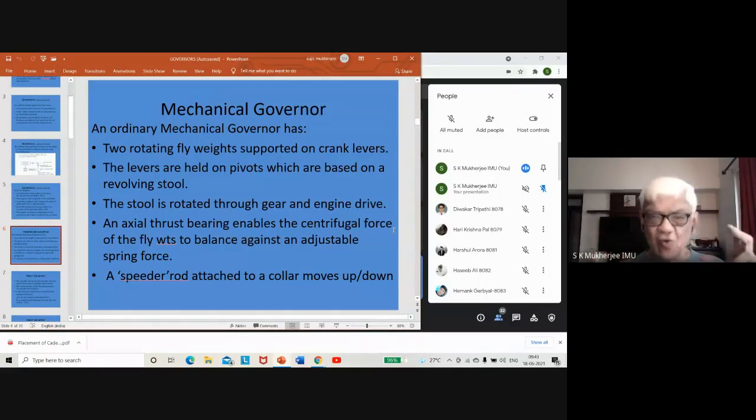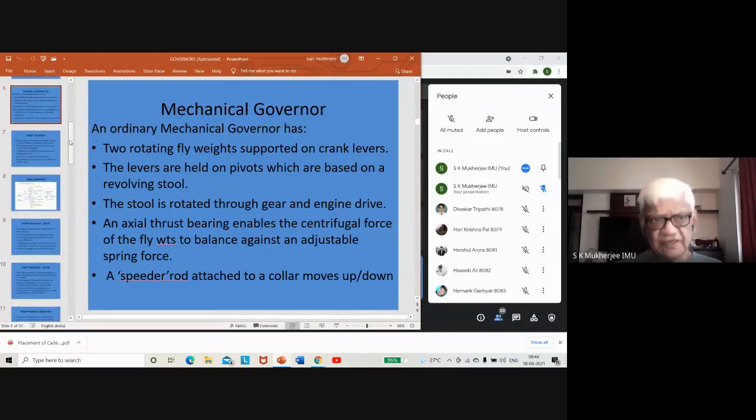So depending on what is the equilibrium position between the spring force and the centrifugal force, this fuel lever will have a certain position, and that position will determine the quantity of fuel going into the engine and therefore the RPM. Okay, an axial thrust bearing enables the centrifugal force of the flyweights to balance against an adjustable spring force. A speeder rod, which is also called the fuel control rod, is attached to a collar, which moves up or down.